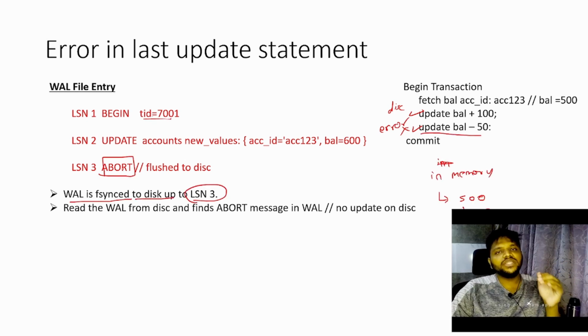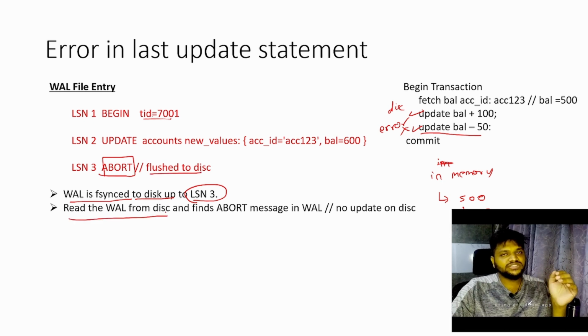Till now we were writing commit, now we are writing an abort statement. The database engine reads the WAL from the disk, it finds the abort message in the WAL file. So obviously when there was an abort message, all these instructions, nothing is going to get executed because there was an abort message. And so now my in-memory is also having the old value 500 and my database is also having the old value 500.